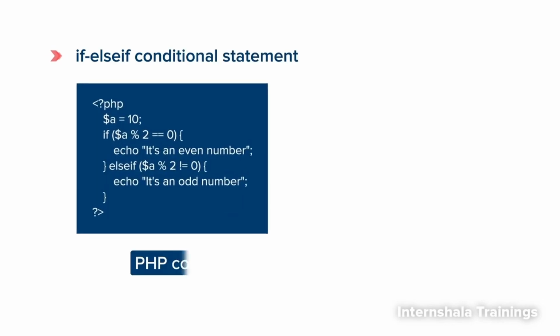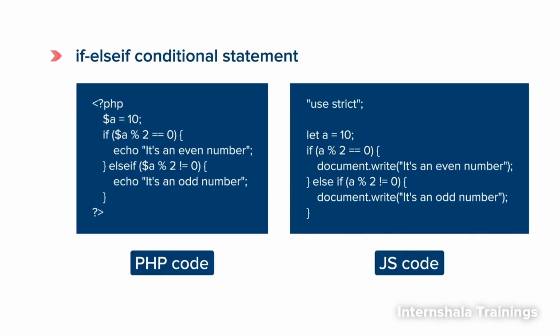Next, if we talk about using if-else-if conditional statement, there is one slight difference. Here, on the left side, we have the PHP code in which we have used the if-else-if conditional statement, and on the right side, we have the JavaScript code for the same program. If you notice carefully, the only difference is the way else-if is written in JavaScript. In PHP, we do not add any space between else-if as it is used as a single word. But in case of JS, we add a space between else if to use this conditional statement.